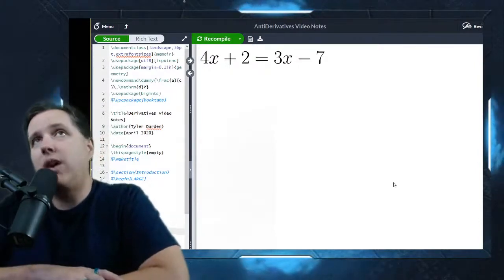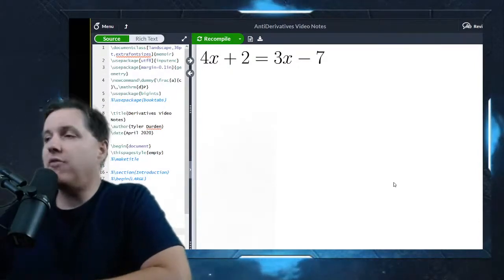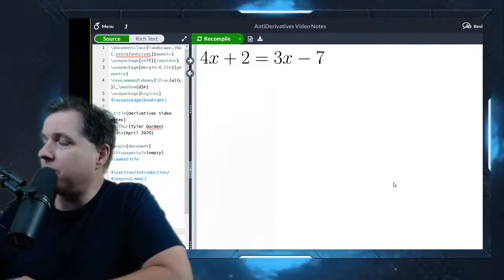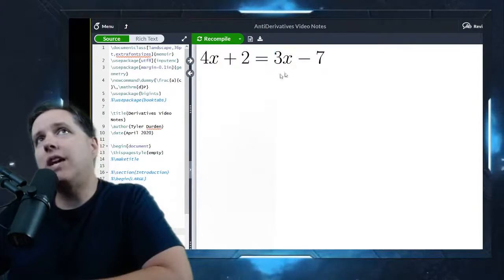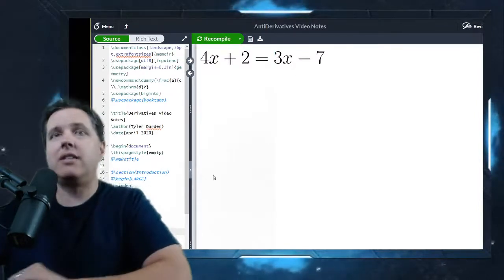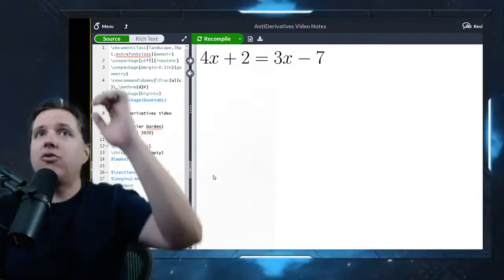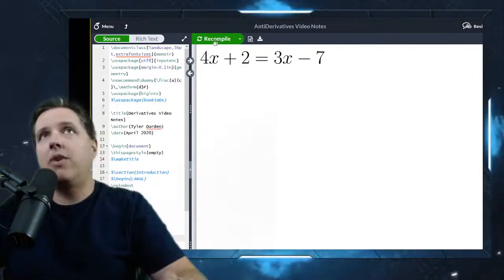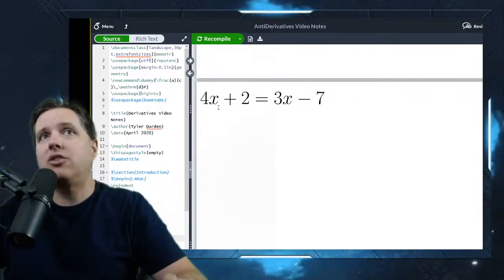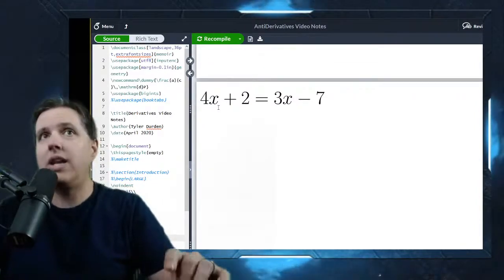So the simplest way to do this is to say, okay, if I have a rule that says I'm allowed to subtract the same thing from both sides of the equation, then why don't I subtract 3x from both sides? So I'm going to subtract 3x from both sides of my equation. Well, what do we have here? 4x minus 3x is just going to give us 1x, right?